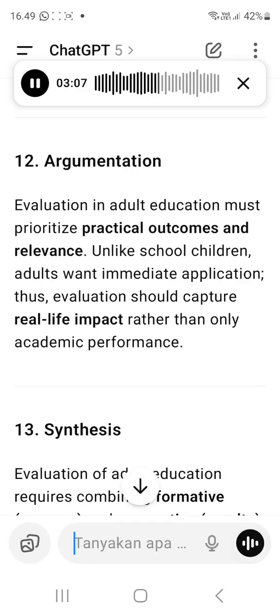12. Argumentation. Evaluation in adult education must prioritize practical outcomes and relevance. Unlike school children, adults want immediate application. Thus, evaluation should capture real-life impact rather than only academic performance.